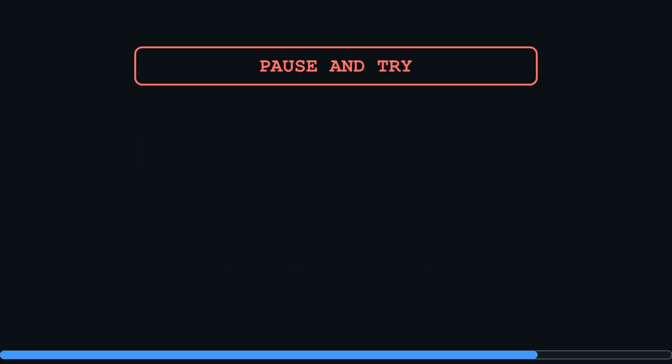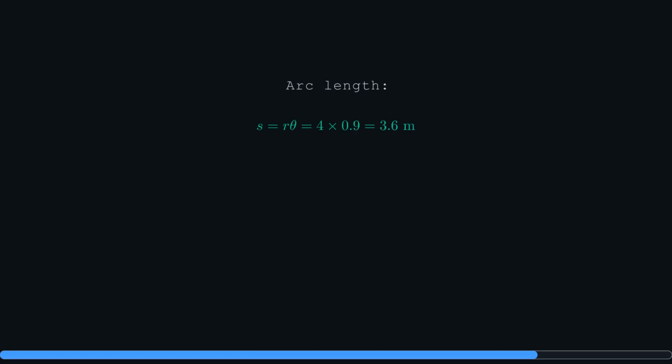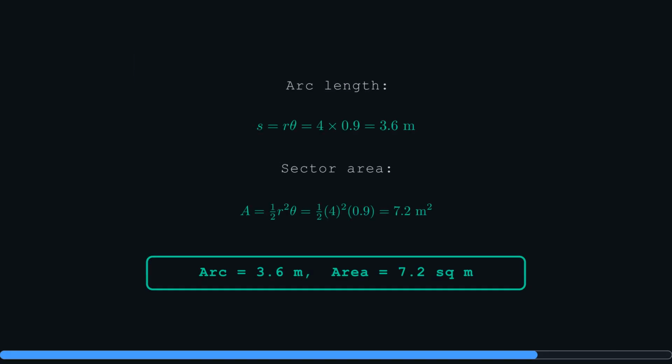Pause the video and try this problem yourself. Using arc length equals r theta, we get 4 times 0.9, which is 3.6 meters. Using sector area, 1/2 r squared theta, we get 1/2 times 16 times 0.9, which is 7.2 square meters.